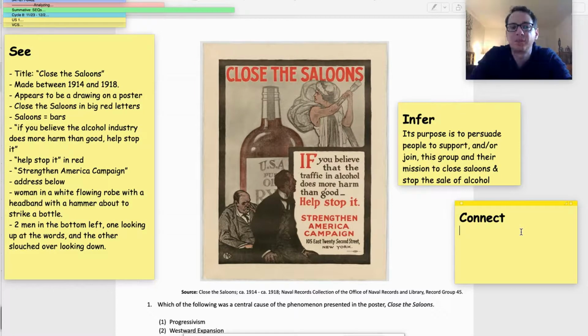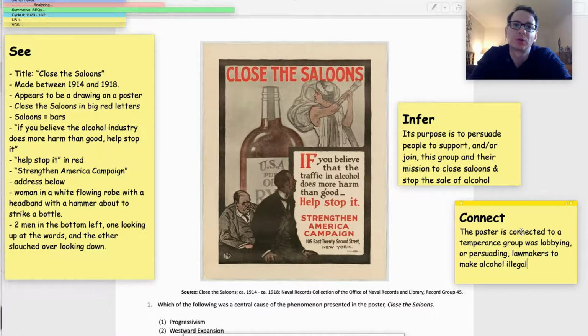So, a connection I can make between this poster and something else is that I bet this poster was from one of the temperance groups that sprung up all over the country that was lobbying or persuading lawmakers to make alcohol illegal and support the idea of prohibition.